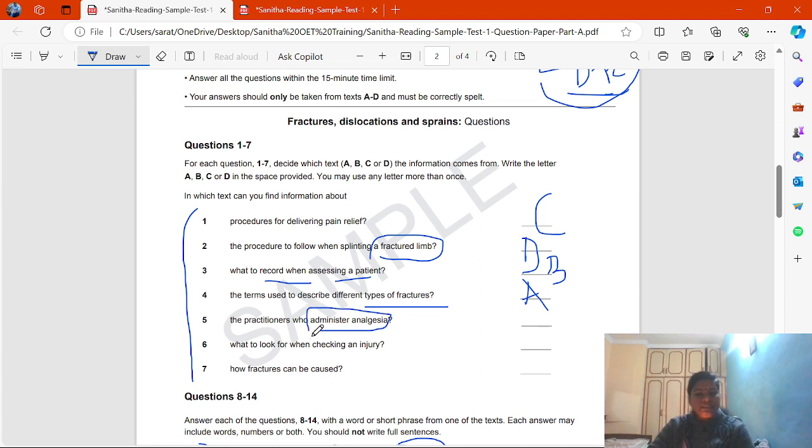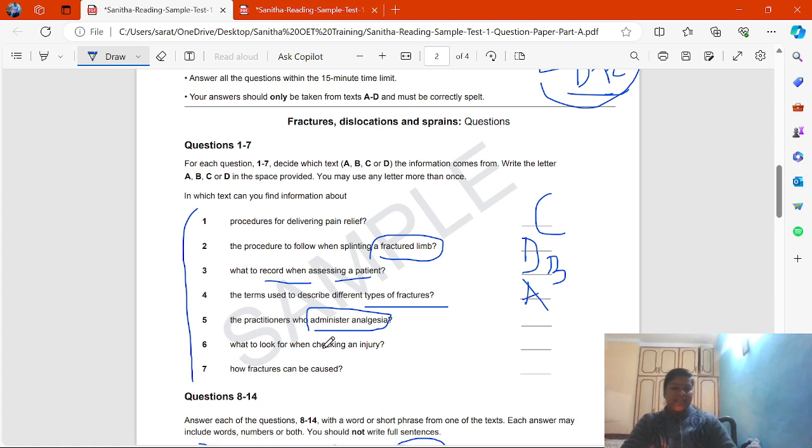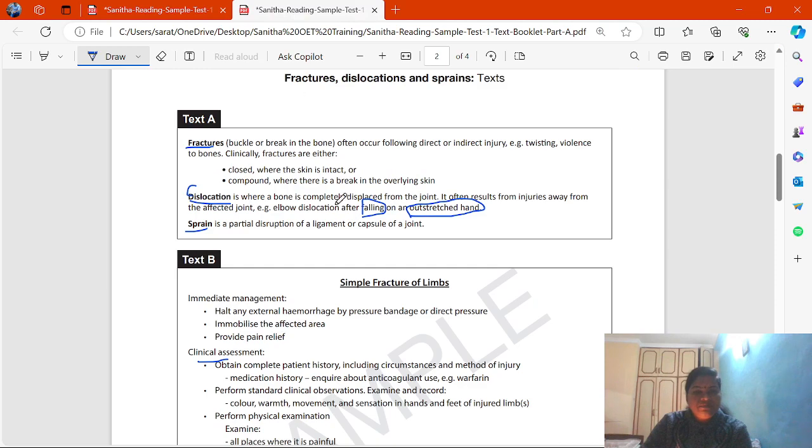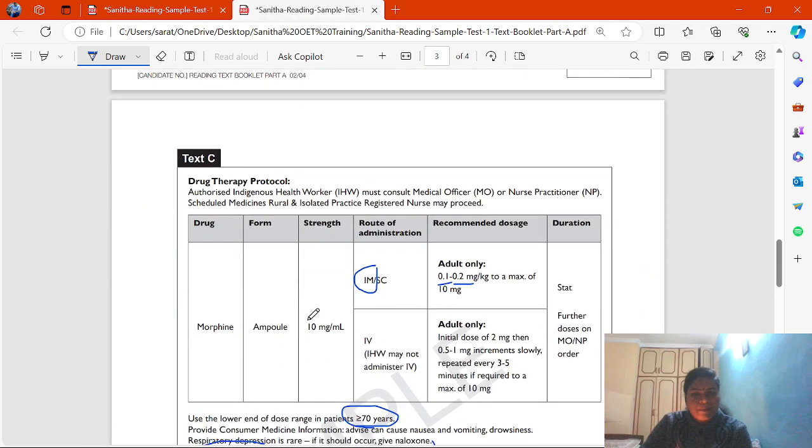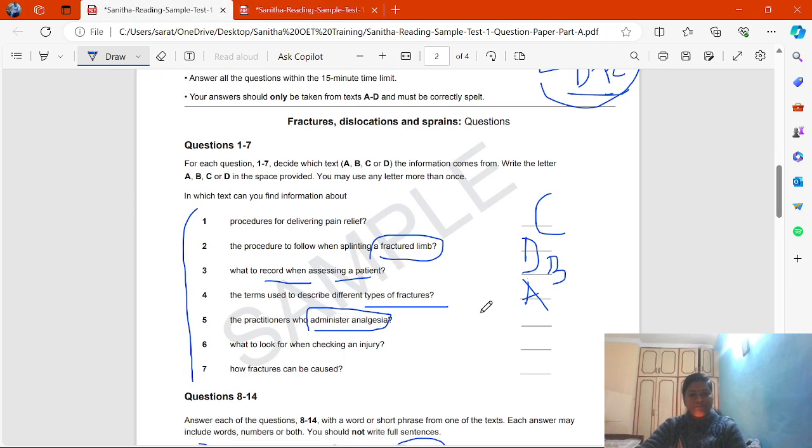The practitioners who administer analgesia. It is talking about analgesia, the practitioners. So you have to check if it is C, the medication. Authorized practitioners who administer analgesia: an authorized indigenous health worker must consult a medical officer or nurse practitioner. Then what is the answer? The answer is C.